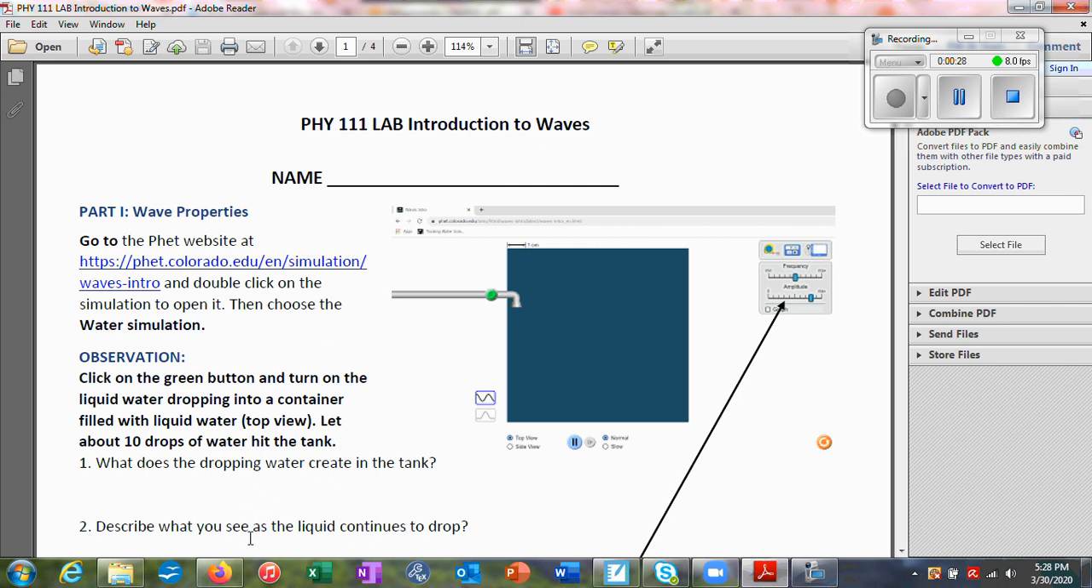This is what you're going to be writing. You can see it has questions, and you're going to answer these questions. It's going to be your lab. So to do that, to get your data, you're going to click on this website. So click right on that. It'll open in just a second.